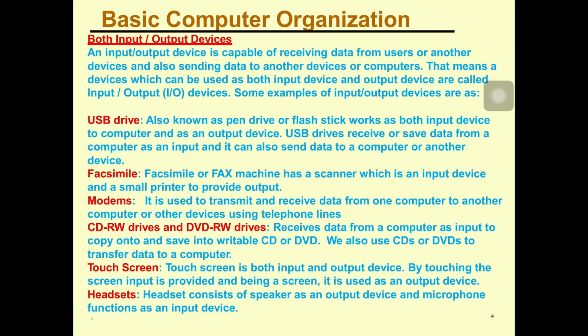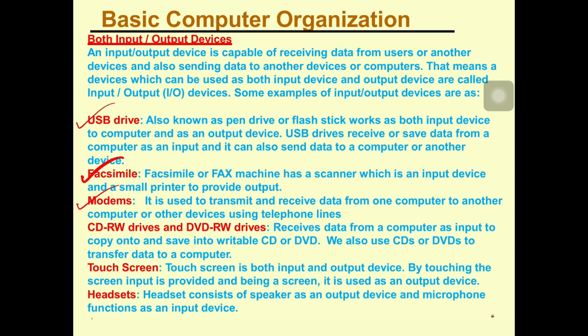There are some devices which act as input as well as output devices. Examples of such devices are, first, the USB drive or pen drive, through which we can send data to the computer, or send data to the USB drive from our computer. So it is an input as well as output device. Just like that, the facsimile or fax machine is both an input and output device, because it contains a scanner to read the data and a printer to provide the output.